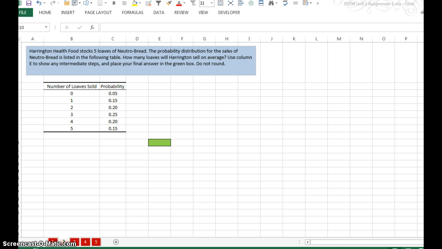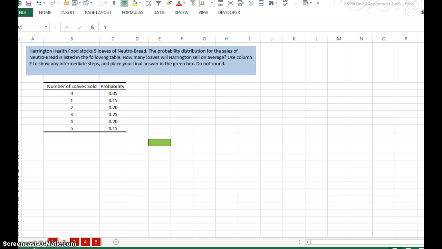Now, this next problem is also a probability problem, and we're trying to find the average number of loaves of bread that this firm will sell, based on the fact that there is a 5% probability of selling no loaves, 15% probability of selling 1 loaf, etc. So we've got the probabilities listed here for the number of loaves being sold.